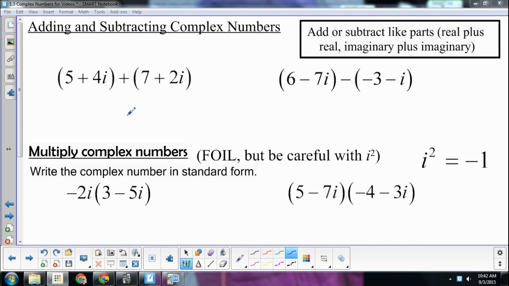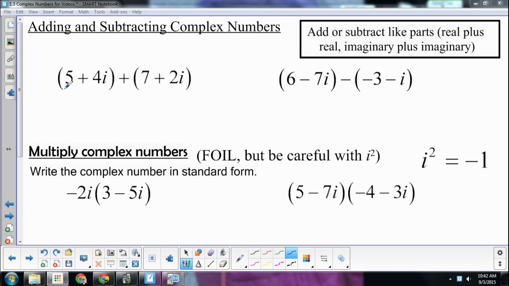Okay, students, at this point, we're going to practice performing some operations on complex numbers: adding, subtracting, and multiplying. Now, when I'm asked to add or subtract two complex numbers, the key is to treat them like you would treat like terms in a polynomial addition problem. I'm going to add or subtract like parts, meaning the real part plus the real part and imaginary plus imaginary.